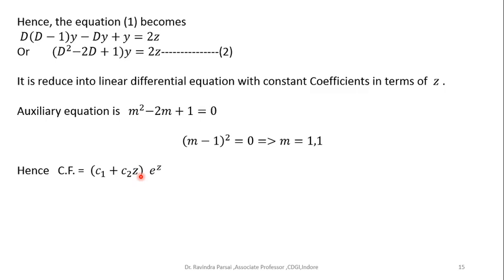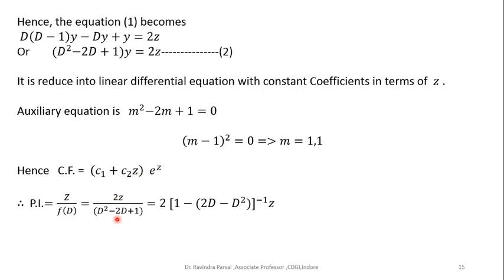Now you find the particular integral. In this case, as you have the algebraic function, it is 2z upon D square minus 2D plus 1. First of all, write this expression in this pattern, by taking minus common: 1 minus (2D minus D square) all raised to minus 1 of 2z. Now you apply the binomial expansion for this negative index. The power is 1, so you write two terms: 1 plus (2D minus D square) plus dot dot dot.